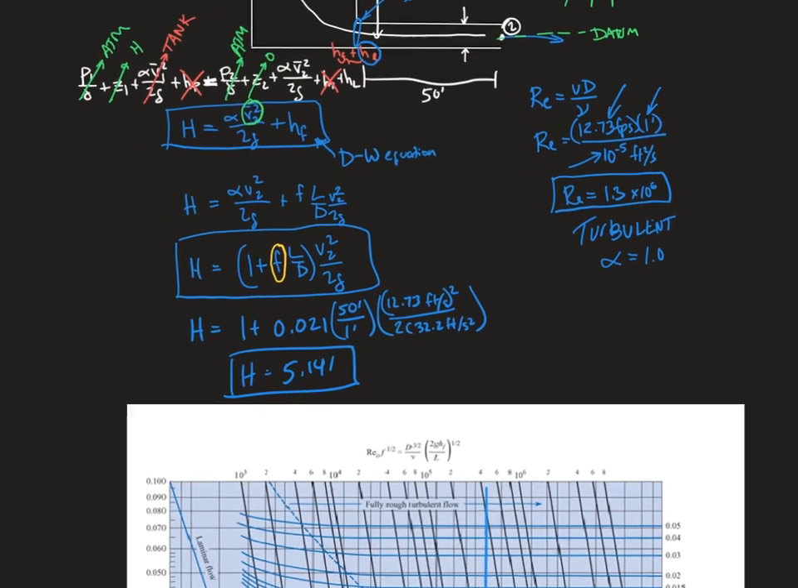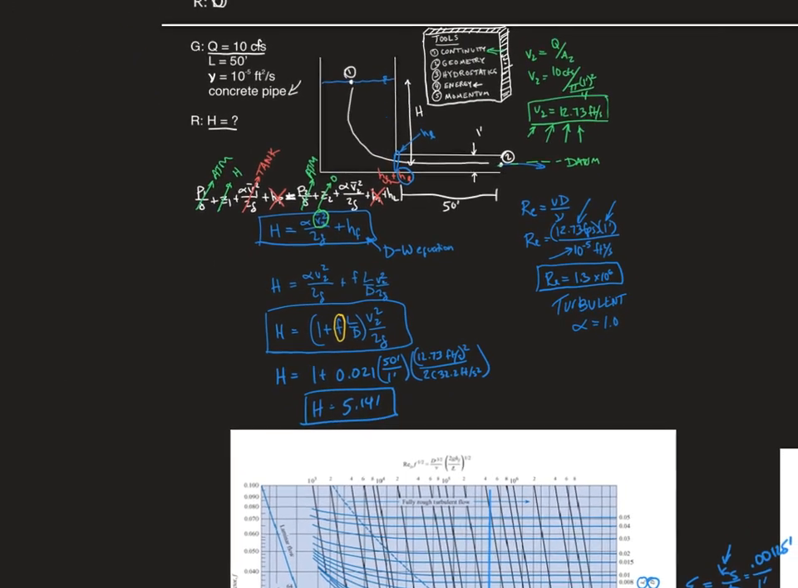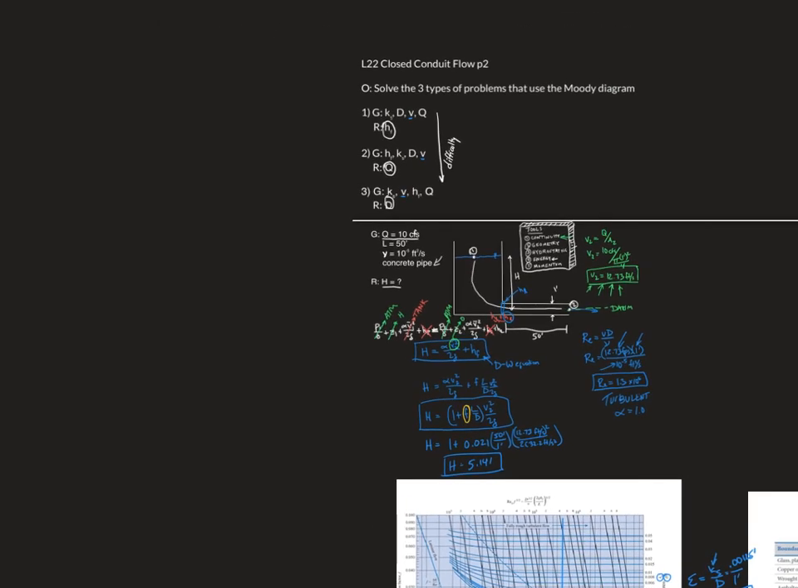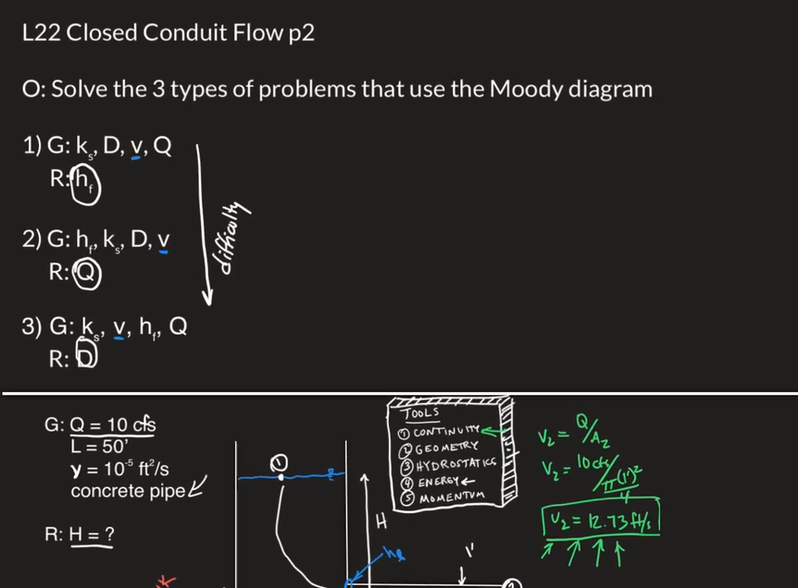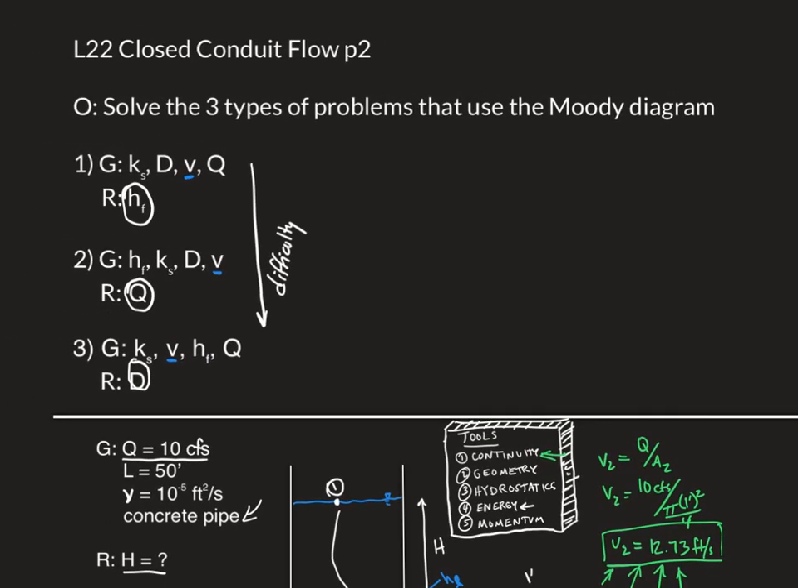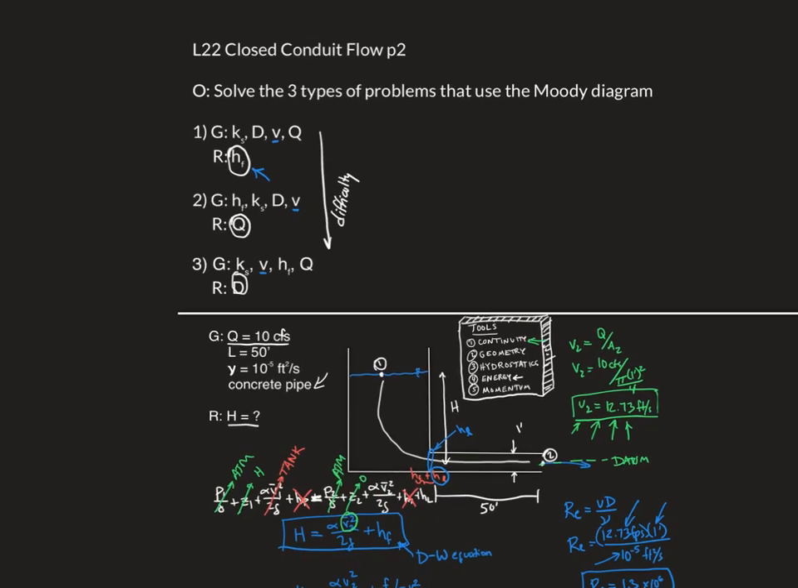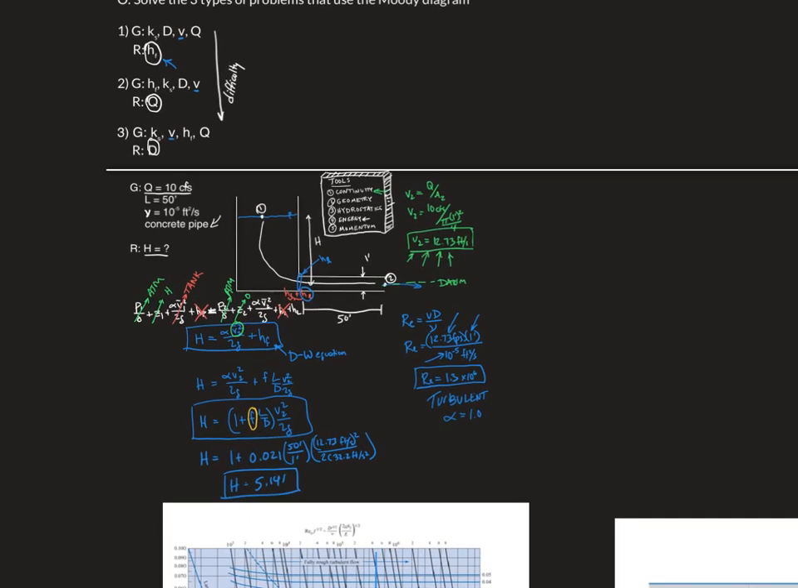This is a type 1. And I think the one thing that's kind of weird about this is you might say, wait, that's a type 1? But up here, when we listed the 3 types of problems, you said we're looking for the head loss due to friction. Okay, and if I come down here, I don't see that.